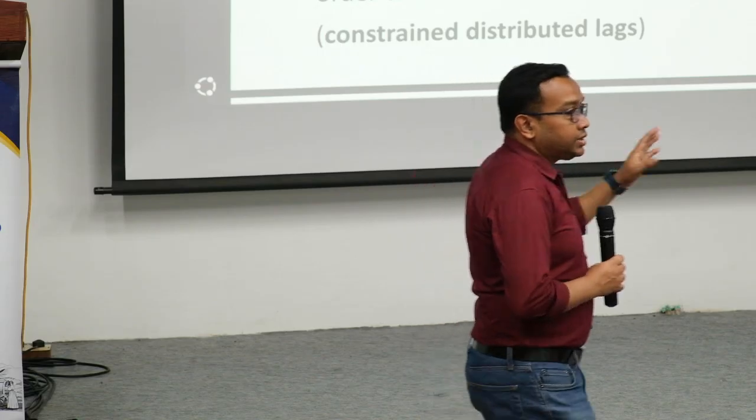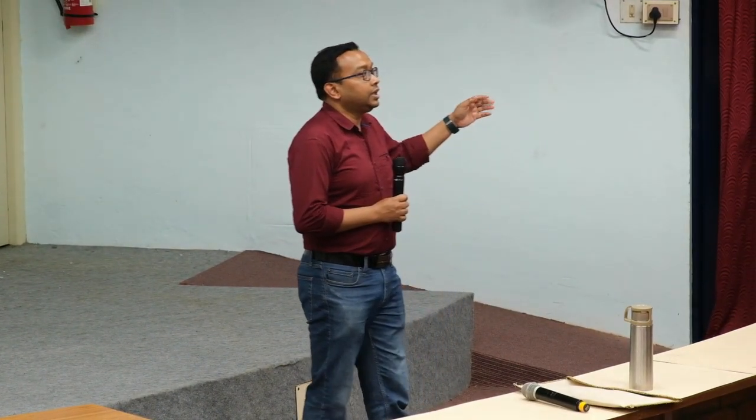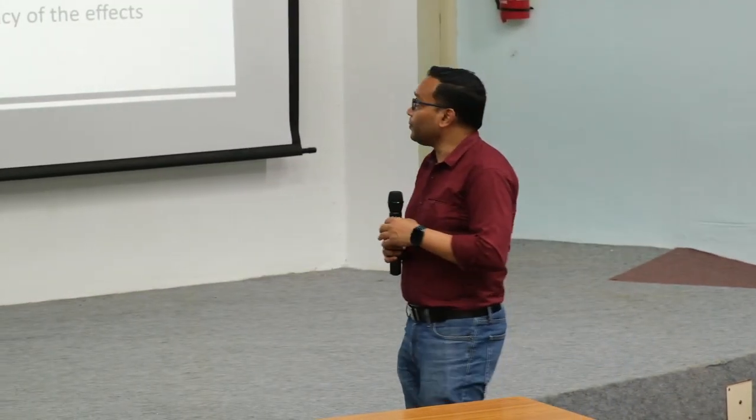So the concept of distributed lags is when the effect of the exposure is distributed across lags. So if we are looking at yesterday's temperature, yesterday's PM 2.5, there is some effect of that on today's deaths, but there is also some effect of day before yesterday's PM 2.5 on today's deaths. So the effect is distributed across different lag periods.